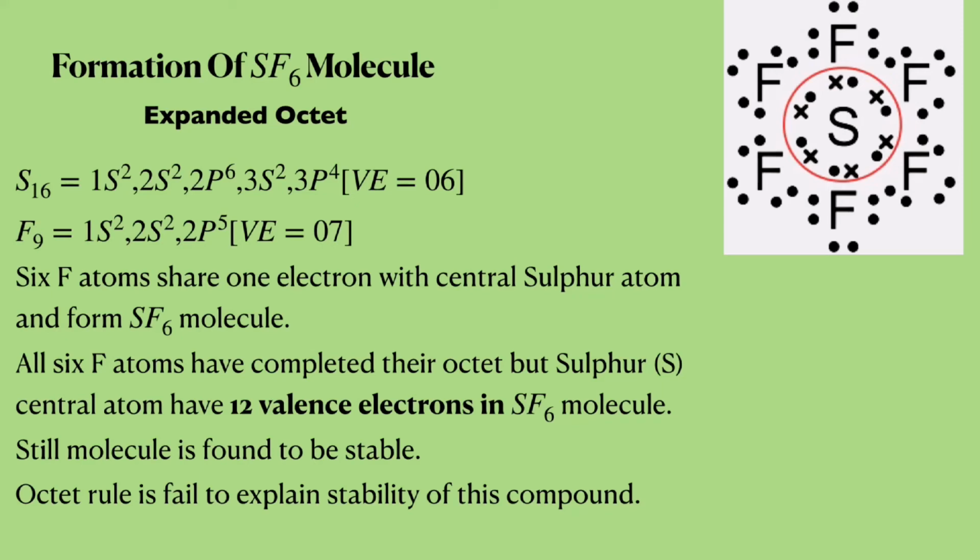Now here 6 fluorine atoms share their 1 electron each with the central sulfur atom and form SF6 molecule. All 6 fluorine atoms have completed their octet, but sulfur, the central atom, has 12 valence electrons in the SF6 molecule. But still that molecule is found to be stable. Octet rule fails to explain the stability of this compound containing more than 8 valence electrons in the molecule.